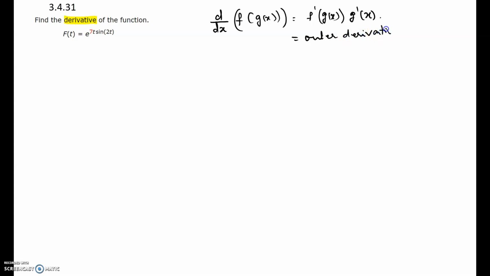So here we are going to use the chain rule. To recap the chain rule, if you have the derivative of f of g of x, a composite function, then it is the outer derivative f prime g of x times the inner derivative g prime x. The derivative of the composite function f of g of x is outer derivative times inner derivative. Outer derivative, keeping the inner function as is, times inner derivative.